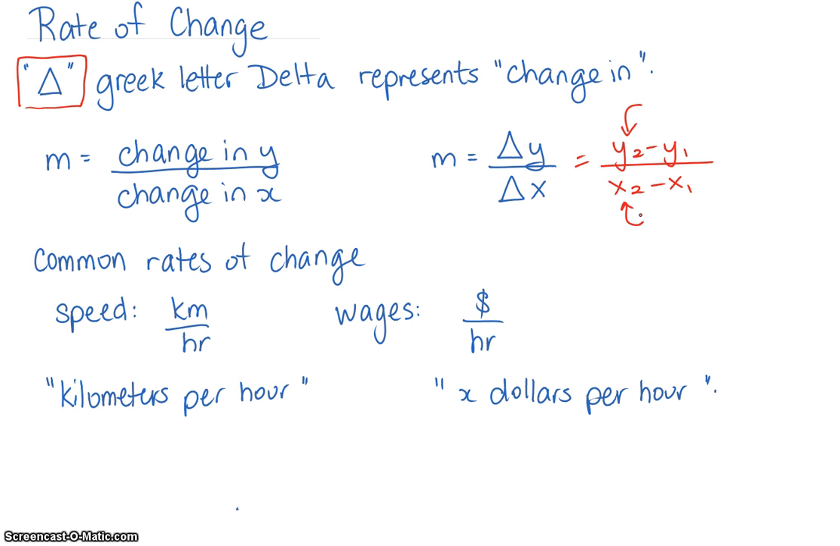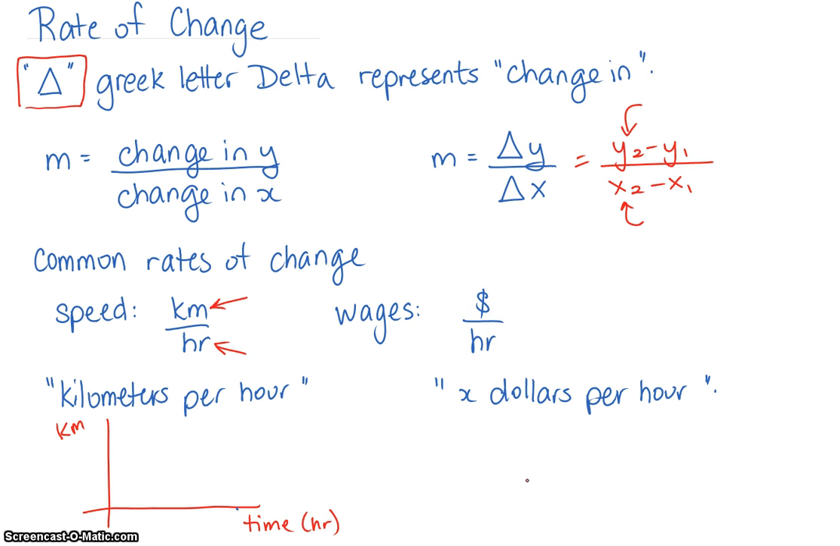Now, rates of change, of course, we talk about them all the time. We just don't necessarily say it's a rate of change. For instance, speed is kilometers per hour. So it's kilometers, there's your change in your y values, versus time, which is your change in your x values. So if you were to look at a graph of this, you would have your kilometers here and your time in hours here. Okay?